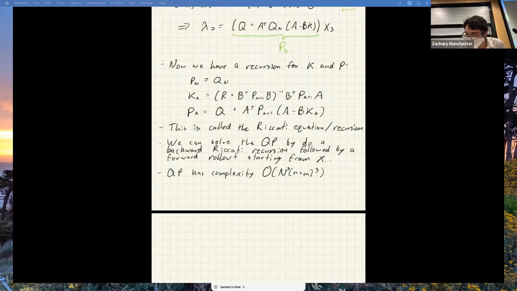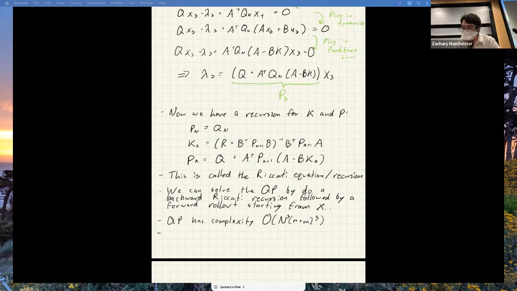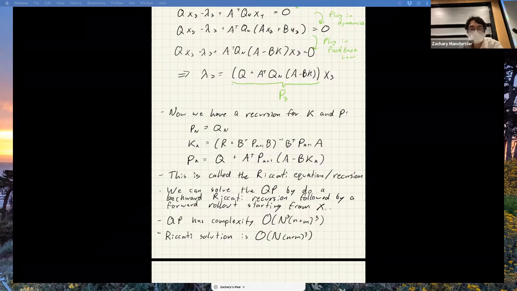It turns out that if you look inside there, we're doing matrix inversion and matrix multiplication that's on the order of little n and little m. So it's still cubic in the states and controls, but it's linear in time now, which is a huge, huge deal. And it turns out that result carries over to the more general nonlinear case when we do Newton's method.